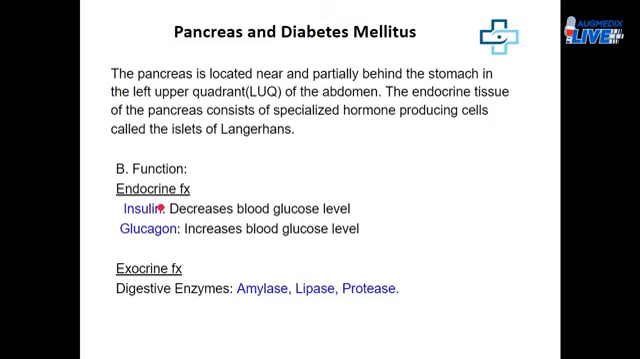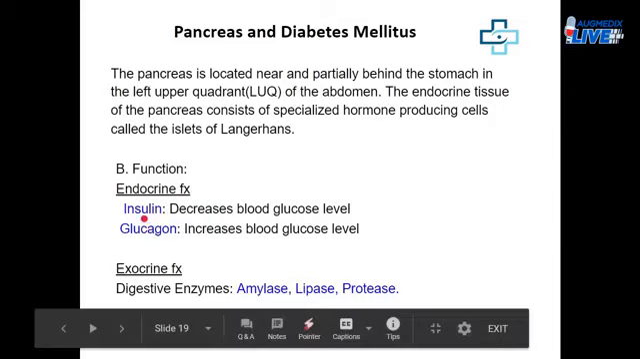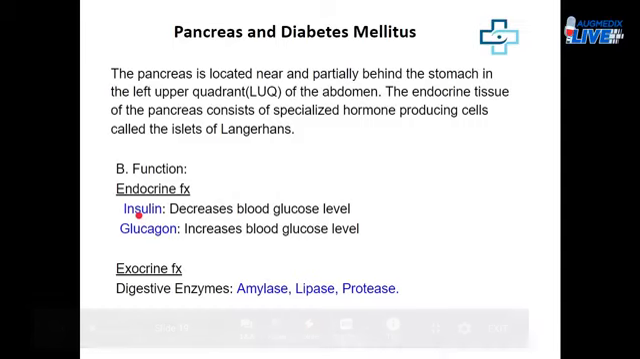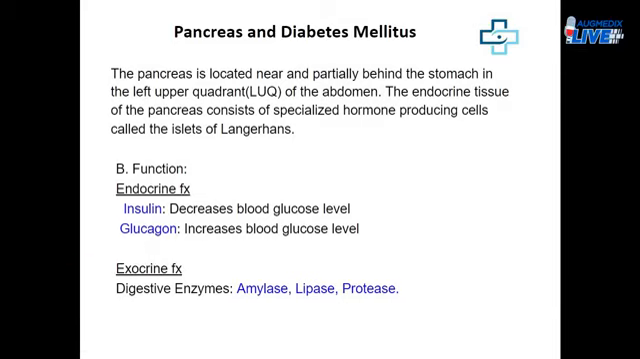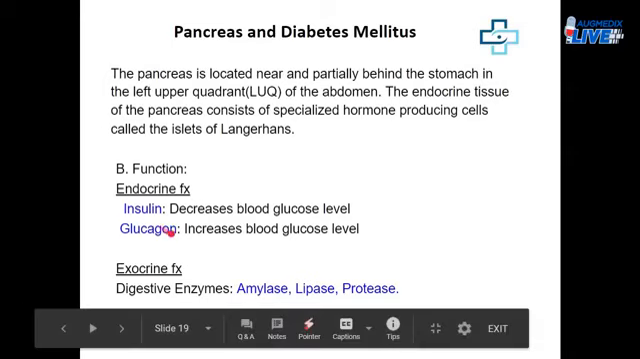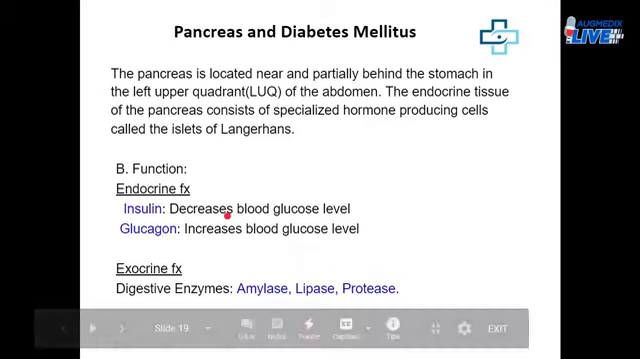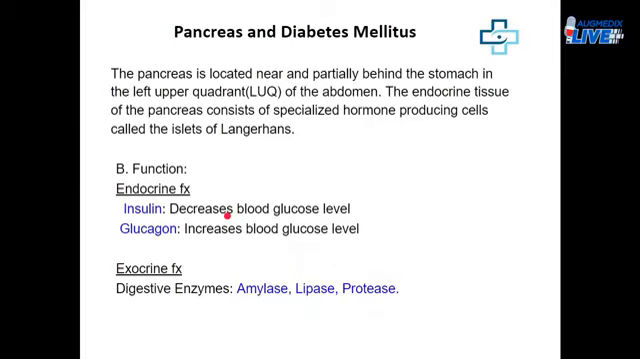So the endocrine function is insulin and glucagon. What does insulin do? It diverts the glucose inside the cell. So what happens as a result? The blood glucose level decreases, right? And glucagon does the opposite. Suppose you're fasting or you became hypoglycemic. All the glucose is being diverted in the reverse pathway, from the cell towards the blood. So glucagon does this function. It increases the blood glucose level. And the exocrine function is digestive enzymes, which are amylase, lipase, and protease, which we discussed in the digestive system.